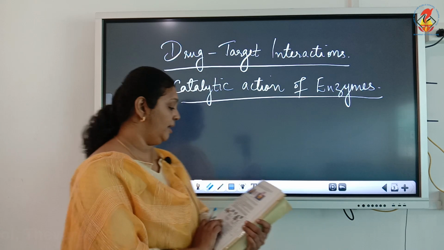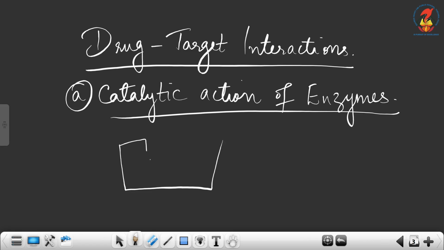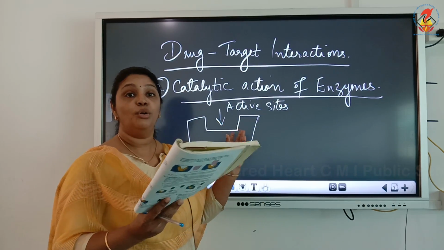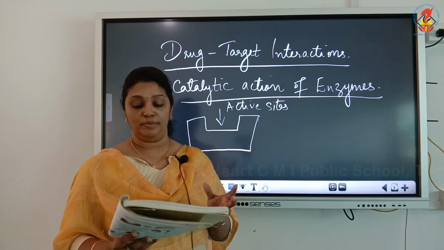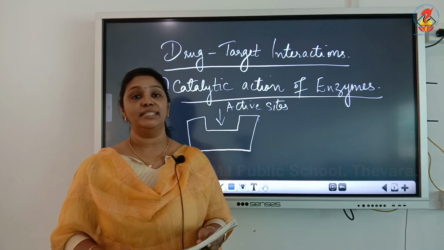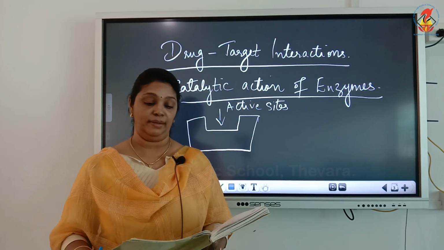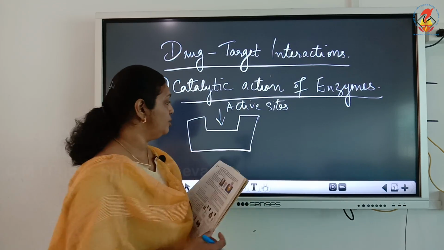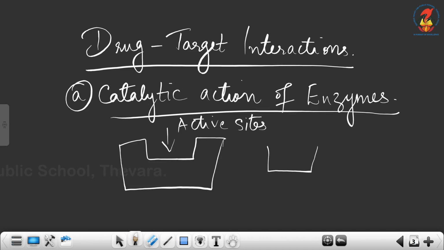Now on the enzyme, suppose this is our enzyme structure. There are active sites on this enzyme. The active sites of this enzyme hold the substrate molecule in a suitable position so that it can be attacked by the reagent effectively. Substrates bind to the active site. So I can show a substrate having the same shape like this.